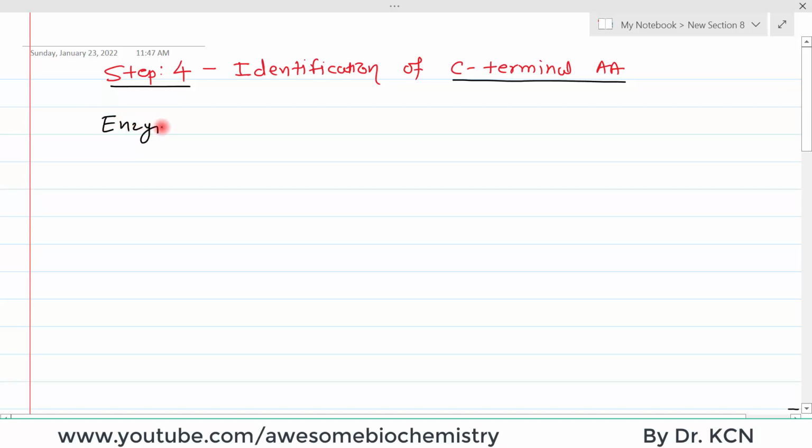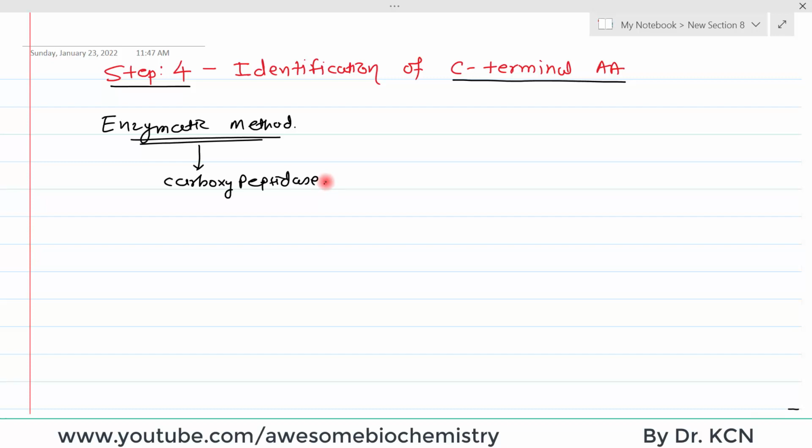So, first I will discuss the enzymatic method. In this method, we use a special type of enzyme, that is carboxypeptidase. Carboxypeptidase is a member of the exopeptidases. That means it acts on the particular peptide chain from the outside.